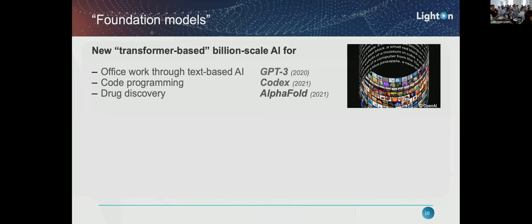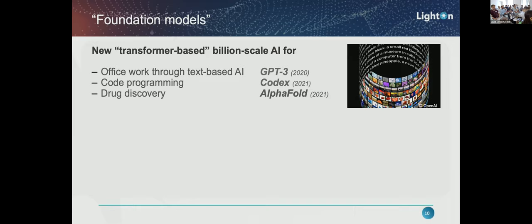The first one was really GPT-3. I guess most of you have heard of GPT-3 from OpenAI. This new language model is the equivalent of what I just demonstrated, and it's going to really disrupt office work and help you be more efficient in your everyday life.